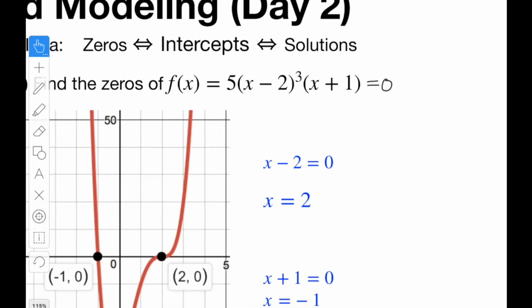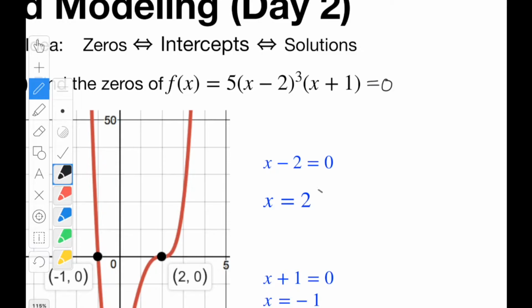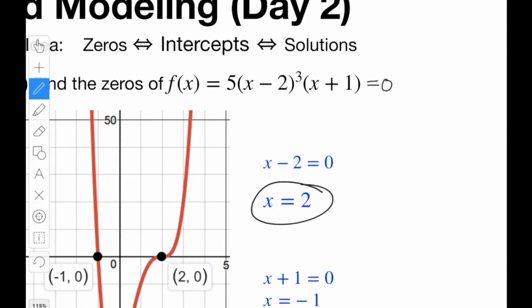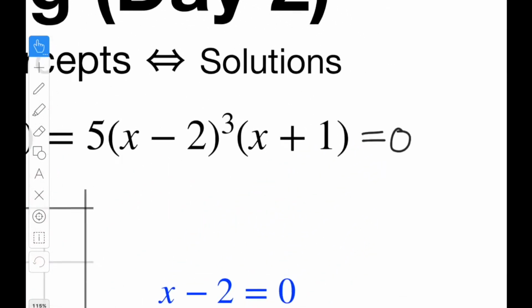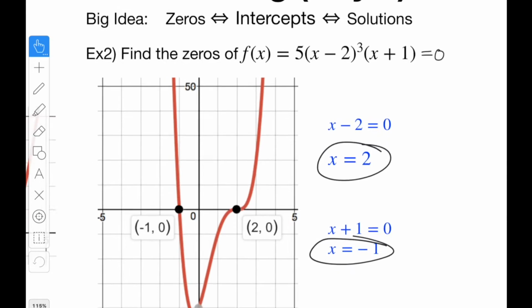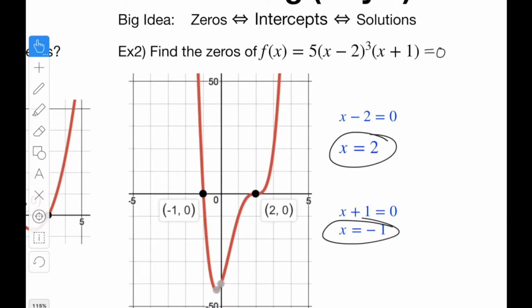So you can see here, if we're going to solve this, then we can split it up into the different parts using that theorem. So we get x minus 2. From here, x minus 2 is equal to 0, so x equals 2 is a 0. It's a solution, and therefore a 0. And then x equals negative 1. And there they are. These are the solutions, and so therefore they're also solutions of the polynomial equation, so they're also the intercepts on the graph and the zeros of the function.